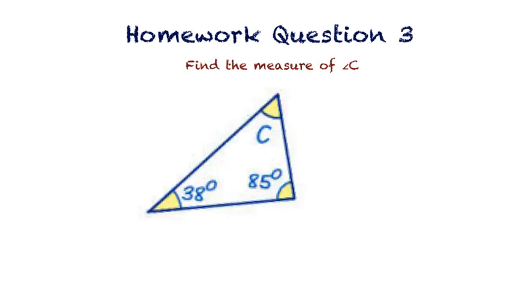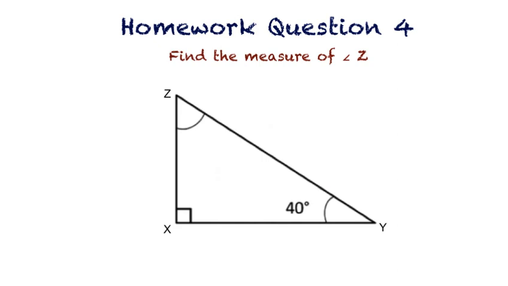Homework question number 3, you need to find the measure of angle C. Again, add these two numbers together and subtract that from 180. Use what you know about triangles to find the measure of angle C. Finally, homework question 4, find the measure of angle Z. Remember the rule I taught you about what this symbol means here and what that angle measure is? And you're going to use that to subtract from 180 and find the answer to your problem.